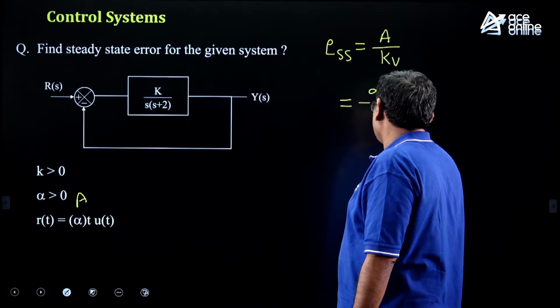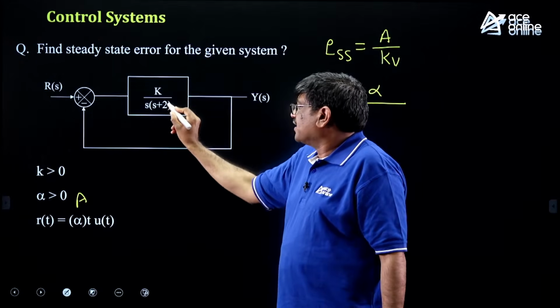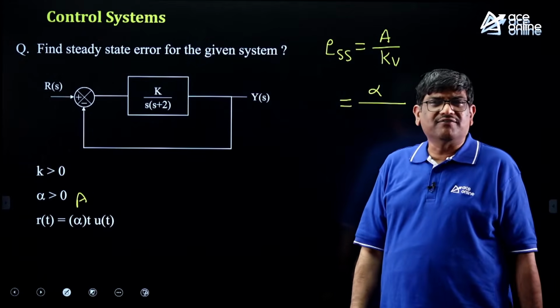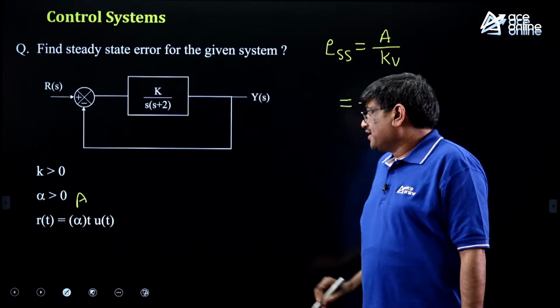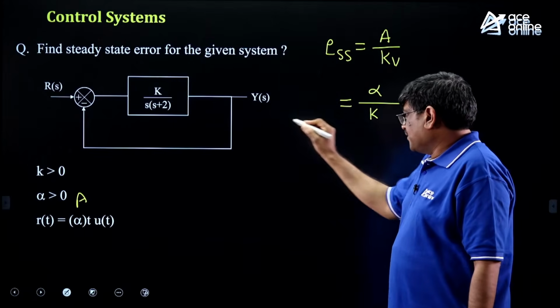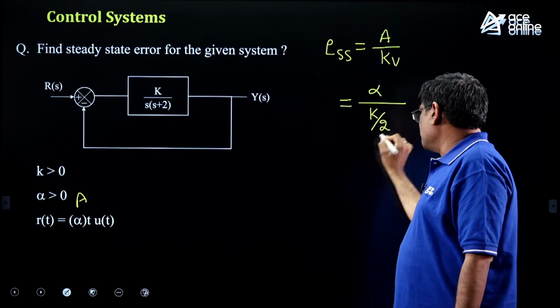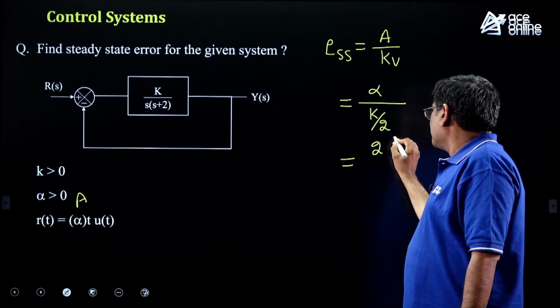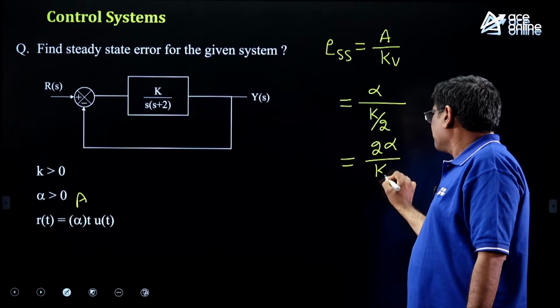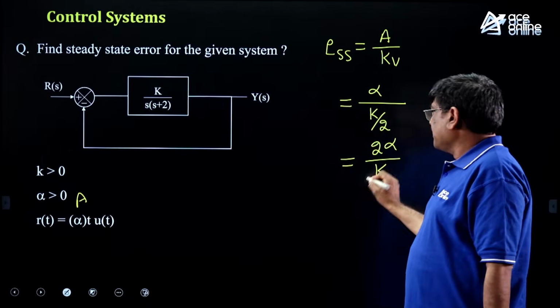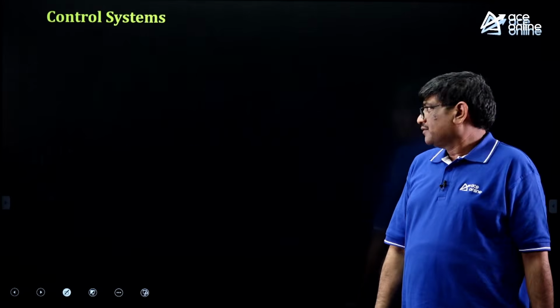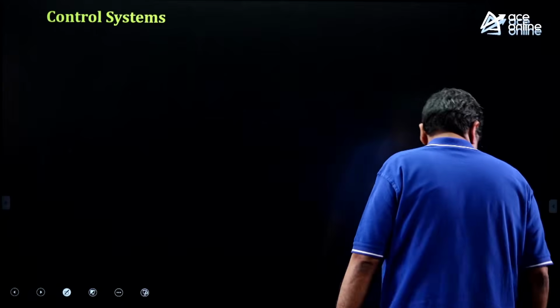Alpha. K is called simply numerator constant by denominator constant in G of S. Numerator constant is K divided by denominator constant is 2. So simply 2 alpha by K. The answer is 2 alpha by K. Next question.